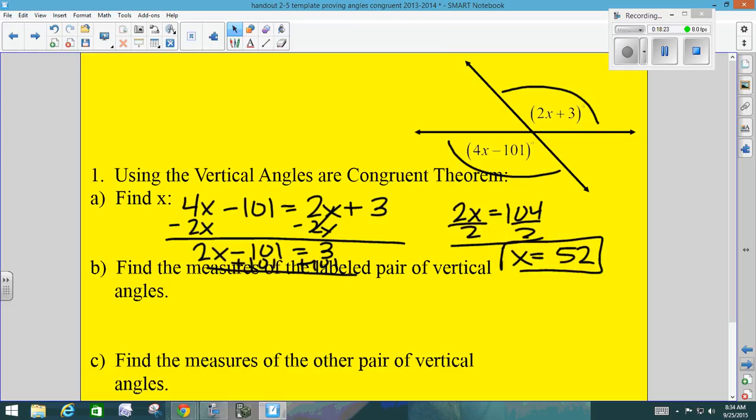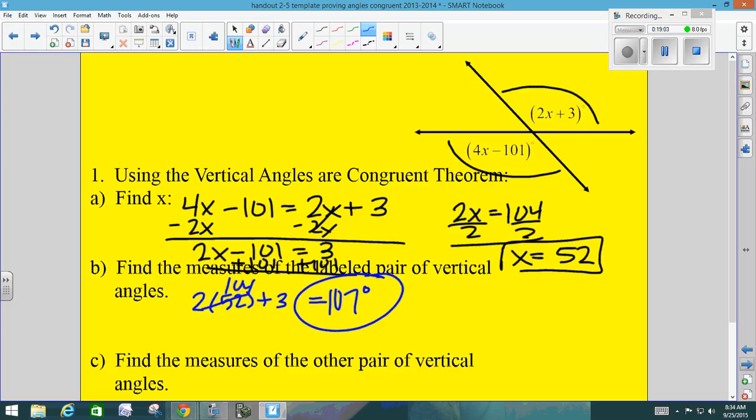Part B says find the measure of the labeled pair of vertical angles. Those are the ones with the x values in them when it says labeled. How would I find the measure of the labeled vertical angles? Yeah, substitute it back in. Let's do it into the 2x guy. 2 times 52 plus 3. What's 2 times 52? What's 104 plus 3? 107. Which would mean 4x minus 101 is also equal to 107 because they're congruent, right?